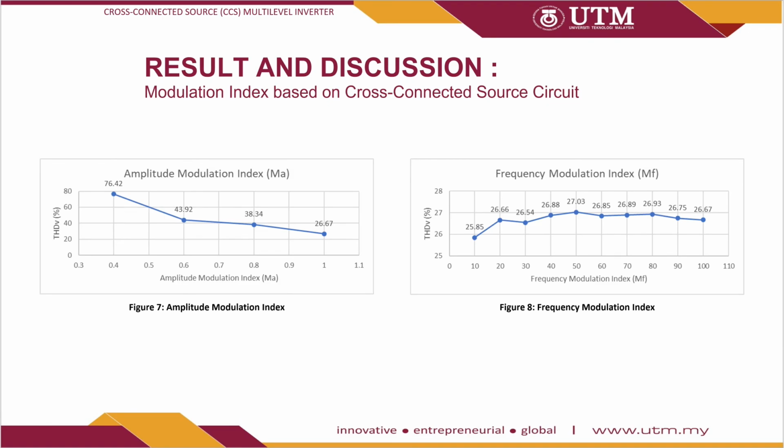Lastly, to produce smaller total harmonic distortion, the MA must be larger than or equal to 1 and the MF must be smaller. That's all from my demonstration with MATLAB. Thank you for your time.